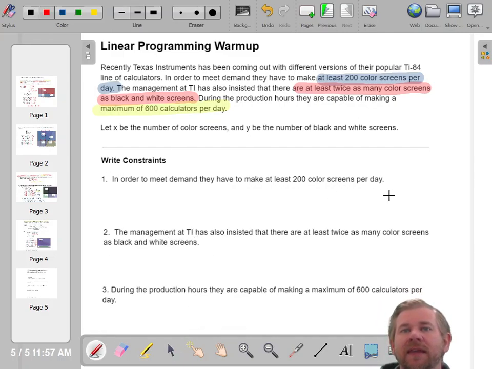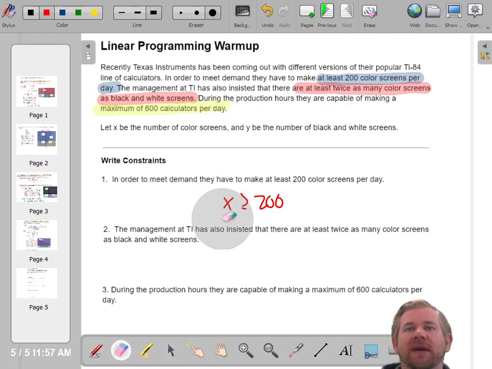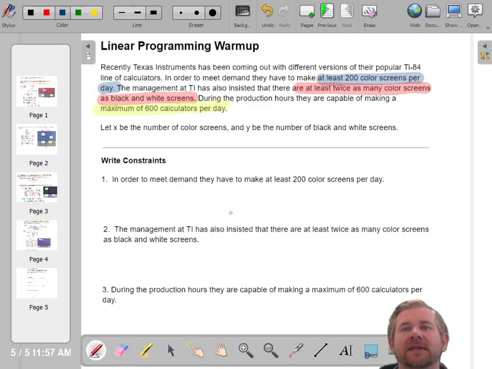So let's see. They have to make at least 200 color screens a day. Color screens is X, so X has to be greater than or equal to 200. You can make more than 200, but you have to make at least 200. That's my first constraint. Actually, I'm going to do that in blue so they match the highlight. X is greater than or equal to 200. The blue constraint. Okay. Let's see what else.